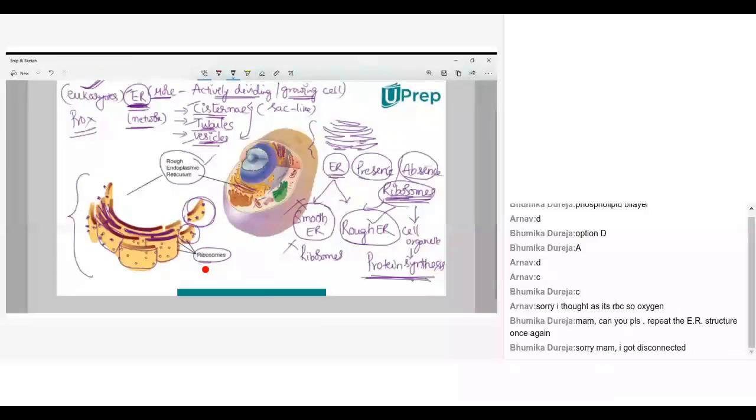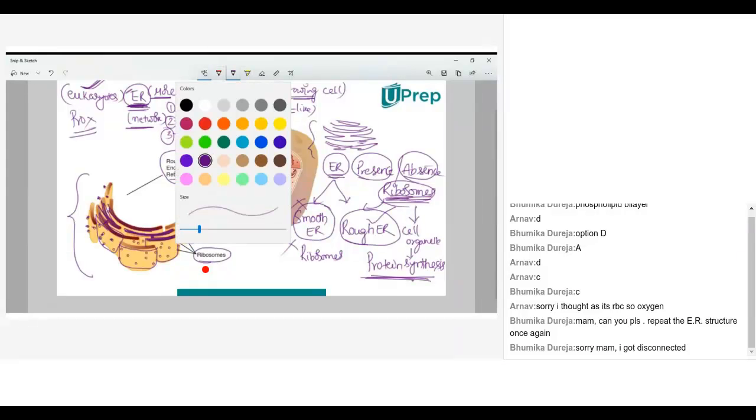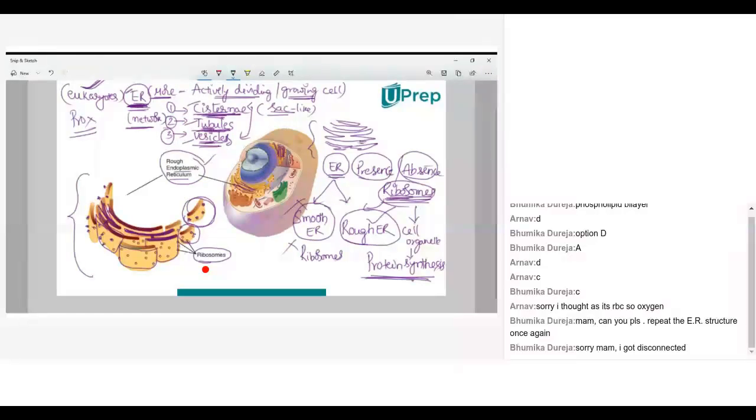The structure of endoplasmic reticulum includes three parts. The first part, cisternae. Second part, tubules. Third part, vesicles. Cisternae are sac-like structures. Here in this diagram, the endoplasmic reticulum is shown in an elaborate way. I'll use another color so that it will be clear for you. I'm showing with a green sketch.